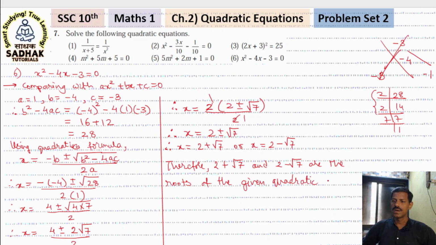Okay, now look, we have completed problem set 2. 6 sums were given and we have solved all 6 of them. I hope all of you have understood these sums.